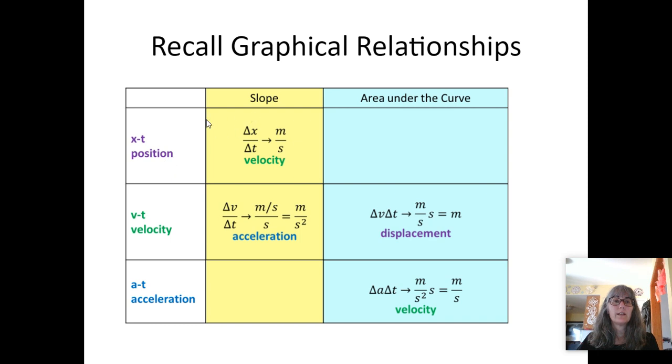So in order to get velocity, we take the slope of our position time graph. In order to get acceleration, we take the slope of our velocity graph. The area under the curve of the velocity graph gives us displacement. Area under the curve of the acceleration graph gives us velocity. Everywhere you see a slope here, that's really a derivative. Everywhere you see an area under the curve, that's really integration.